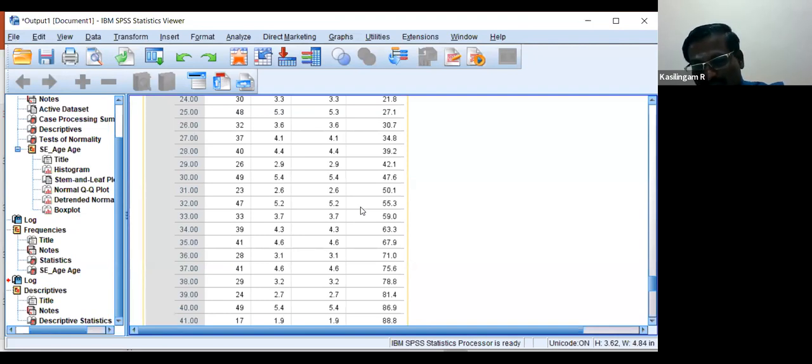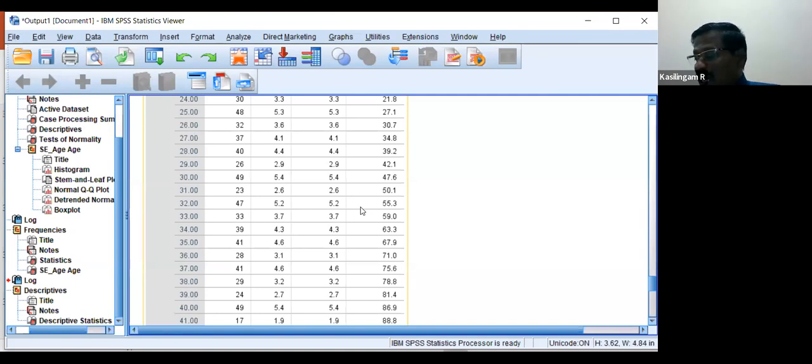Understand or not, madam? 32 minus 18 is 14. What do you mean by 14? Some people are 31, 32, 29, 28, like that. 14 age category people are there. Am I right? Yes, sir.